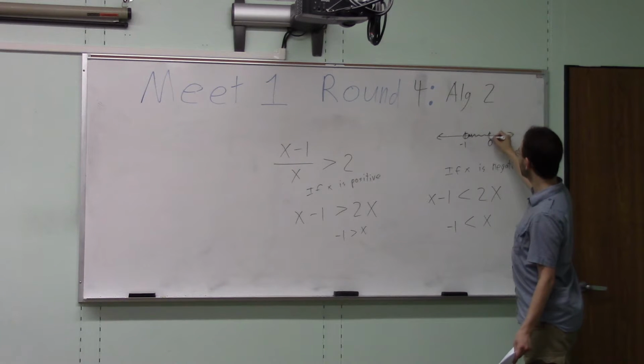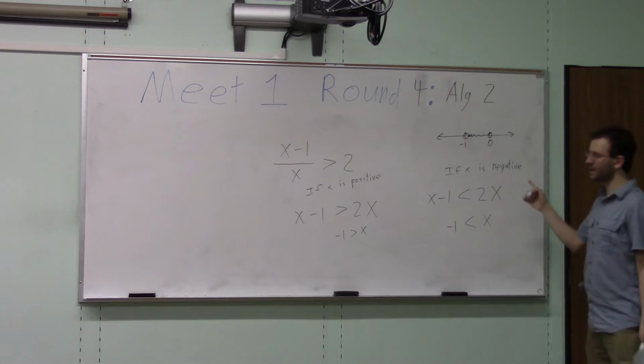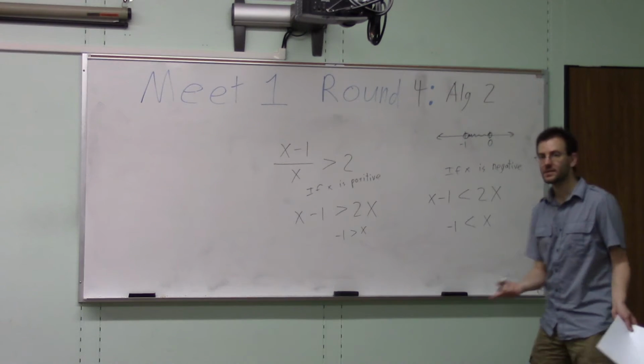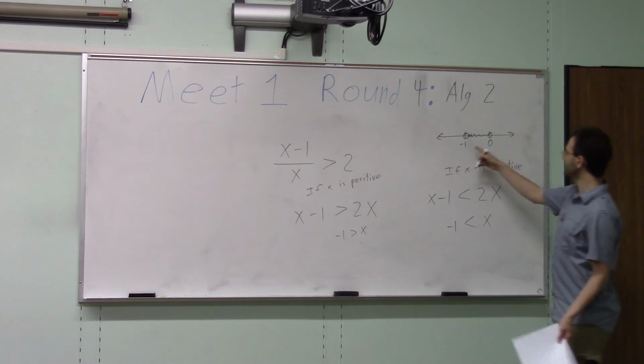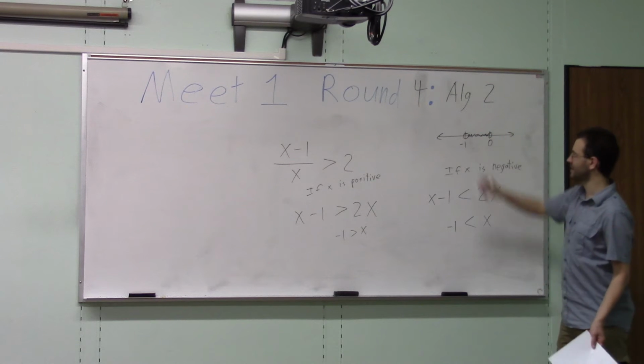Note that 0 is not a negative, right? What if x is exactly 0? Well, then you're dividing by 0, you can't do that. So the only solutions are between negative 1 and 0.